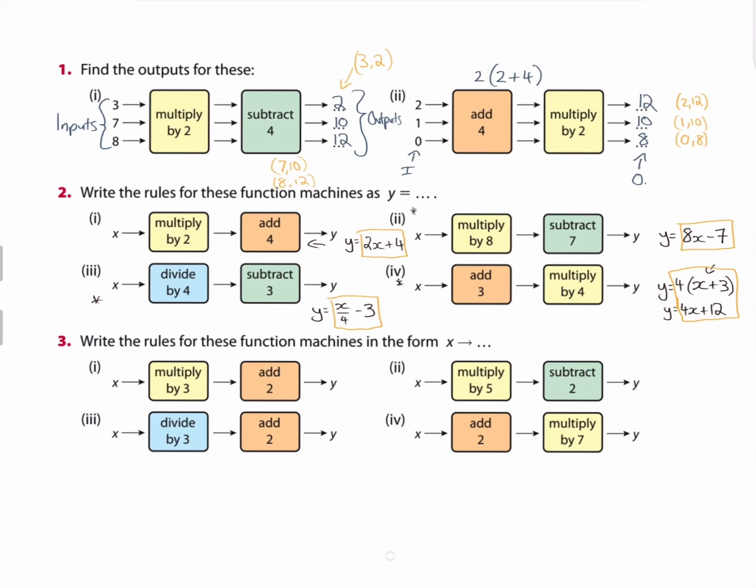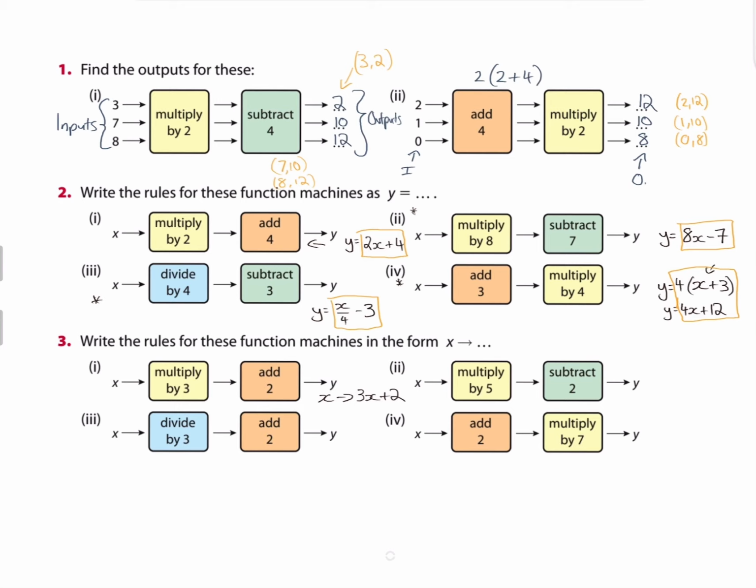Okay, so let's go through these. So for the first one, we are writing x arrow. Now, x multiplied by 3, add 2. So x multiplied by 3 is 3x, add 2, plus 2. That should be your answer for question 1.